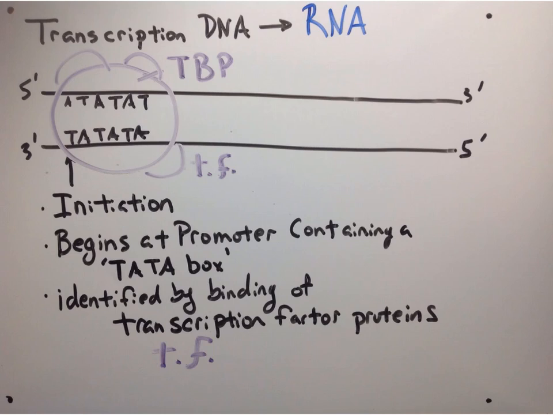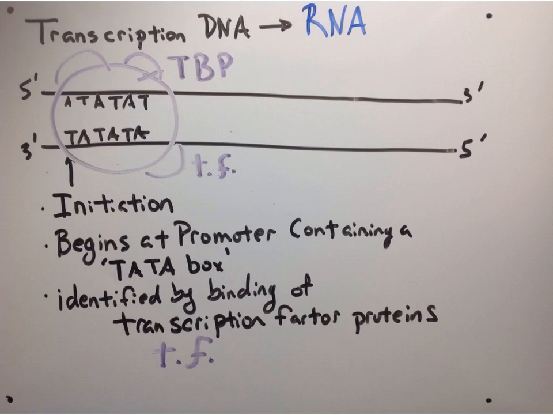Chapter 16 is about the central dogma of biology, how DNA is read to make RNA through the process of transcription, and how the RNA is read to make protein through the process of translation. So we're going to start with transcription. Transcription and translation both have 3 steps, a beginning, a middle, and an end. So to begin transcription, we begin with initiation.